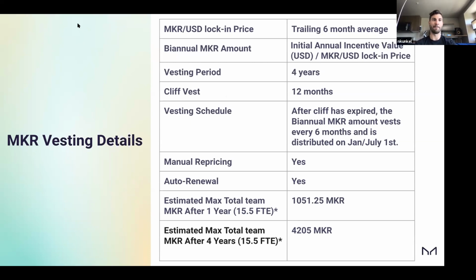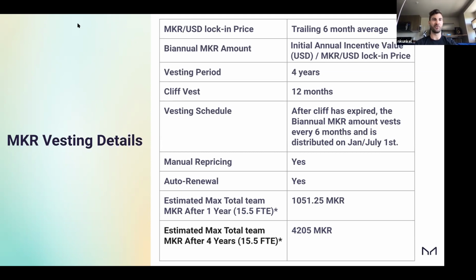In order to protect employees that join during a bull run and then would otherwise get screwed on the MKR price during a bear run, we're allowing people to do what's called a manual repricing. Essentially, at any point in time, they can take the new 6-month trailing average MKR price and use that as their new MKR lock-in price, with the caveat that it resets the cliff vest, right? So you would have to wait at least 12 months before you would be distributed any more MKR.